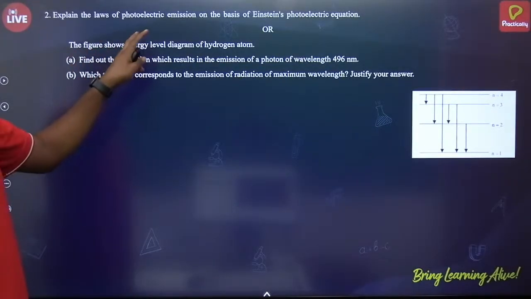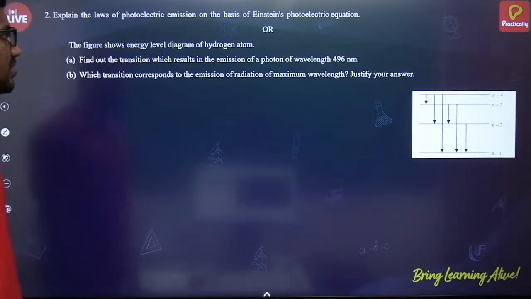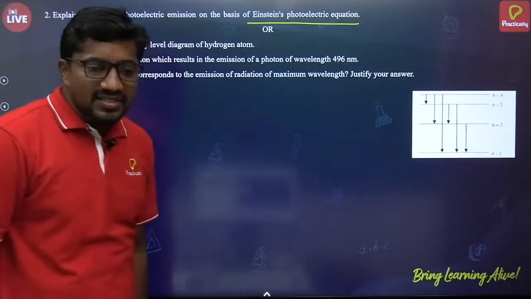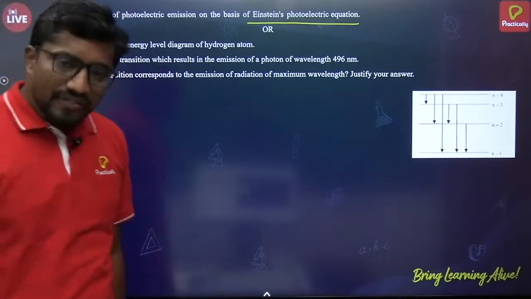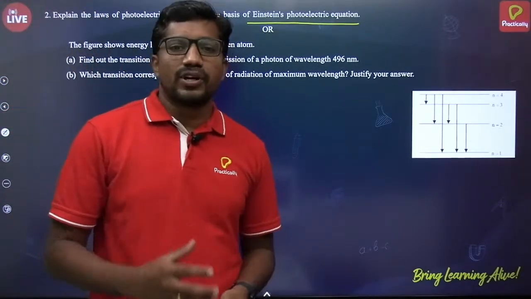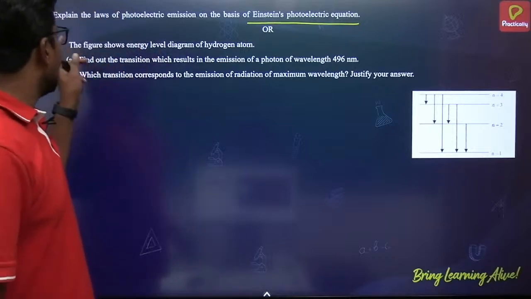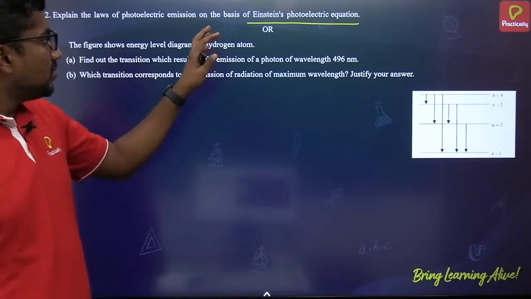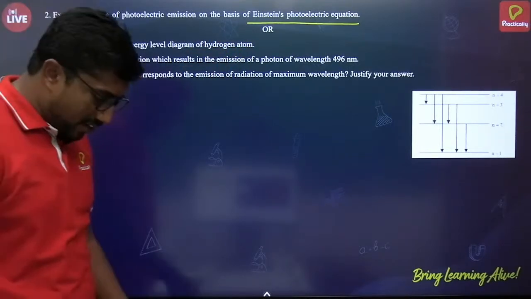Explain the laws of photoelectric emission on the basis of Einstein's photoelectric equation. Einstein's photoelectric equation is very, very important. There are some postulates about it, so just listen here. Photoelectric emission on the basis of Einstein's photoelectric equation.